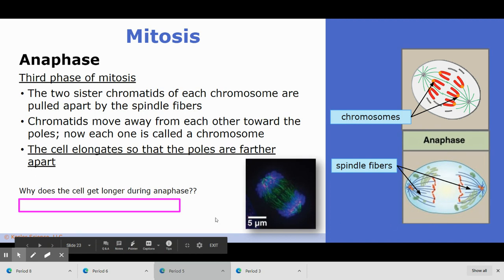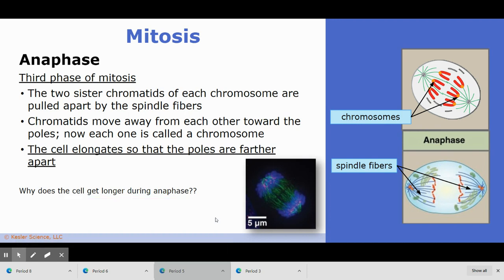Okay, so here's our question. Why does the cell get longer during anaphase? You can pause the video and answer. And the answer is that way the cell can more easily split into two cells, and both of the cells will have identical copies of DNA in them.